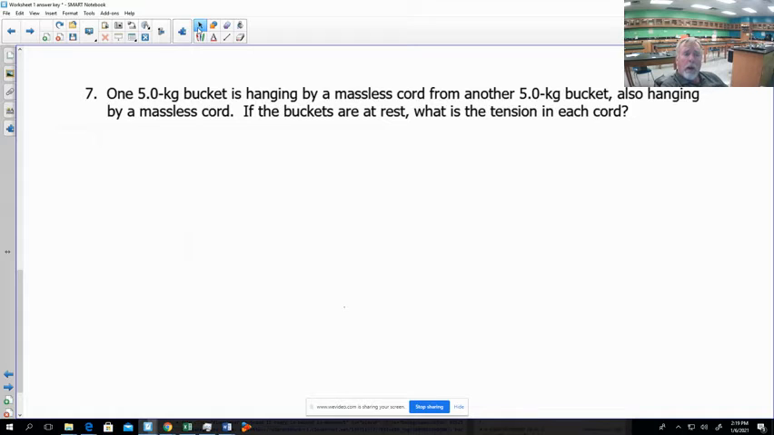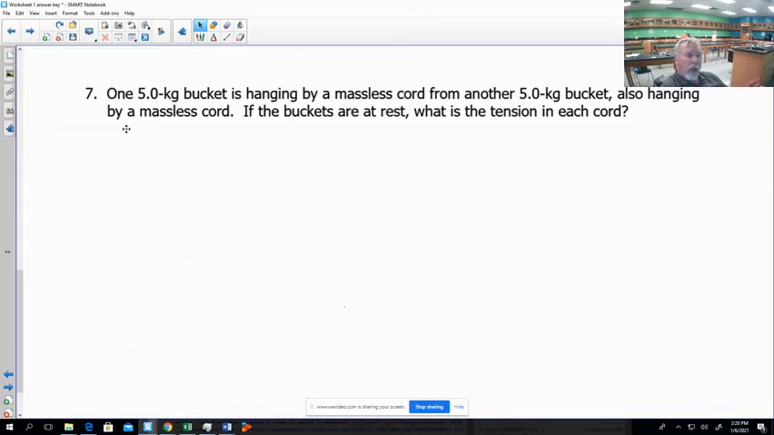Here we have a 5-kilogram bucket hanging by a massless cord from another 5-kilogram bucket, which is also hanging by a massless cord. It tells us the buckets are at rest. That's key. It tells us there's no velocity and no acceleration. An object in motion tends to stay in motion, an object at rest tends to stay at rest. No acceleration, no net force on these buckets.